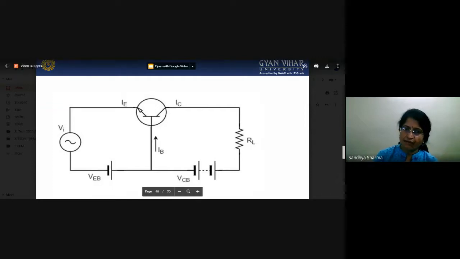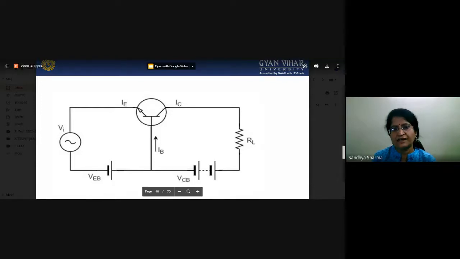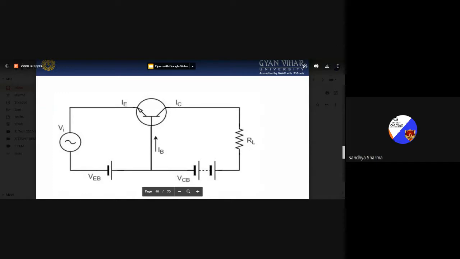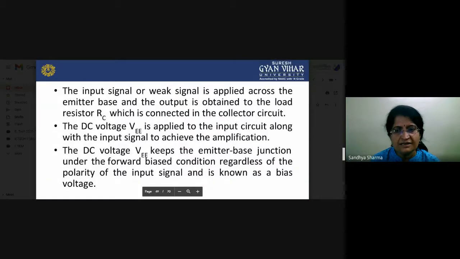That is the biasing; you have to do proper biasing. By using this biasing, you can maintain the emitter to base voltage in forward bias, and the base to collector voltage in reverse bias. So this circuitry will be applicable. You give a very small signal, and after amplification you can receive it at the load resistance R. Keep in mind that you are applying very small signals, and VEE is used for the proper biasing.